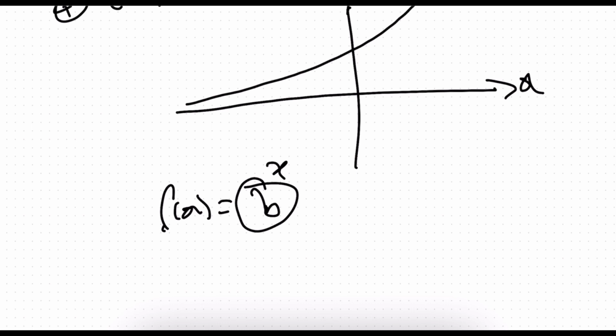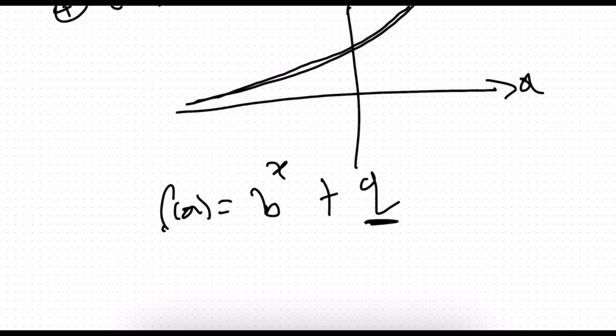So what does this thing tell you now? Let's say b to the power of x plus q or something, yeah? So how do you then unpack this? If your b is greater than 0, your graph will look like this, right? What does q tell you? q is your y asymptote. You only have one asymptote here.